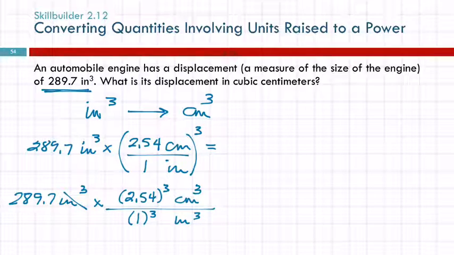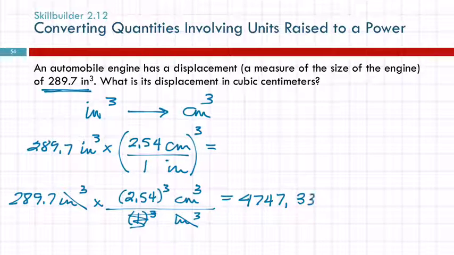Now, the cubic inches cancel with the cubic inches. What's 1 cubed? 1. So I really don't have to worry about that. It's just 1. So I've got 289.7 times the number 2.54 cubed. You can just multiply 3 times on your calculator. Many of you have a calculator that will do a cube. If you need help figuring that out, I'd be happy to show you either after class or in lab. So 289.7 times 2.54 raised to the 3rd power, and I get 4747.33241 cubic centimeters.